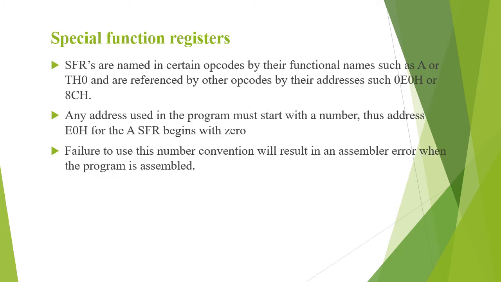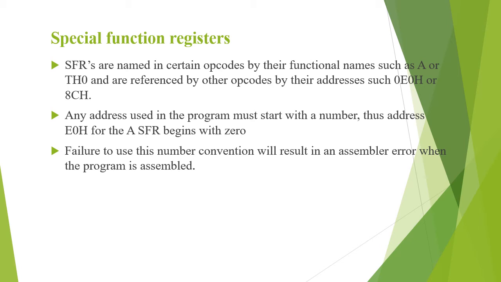Special function registers in certain opcodes are named by their functional names, such as A for accumulator or TH0 for timer 0 higher byte, and in other opcodes they are referenced by their address, such as 0E0H for accumulator and 8CH for timer 0 higher byte. The address for the special function registers used in the program should start with a number.